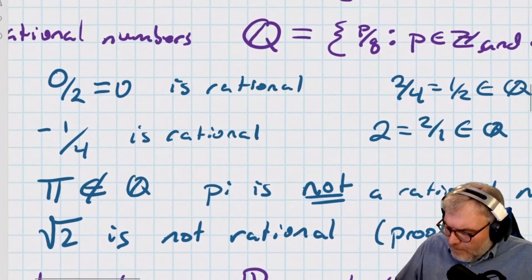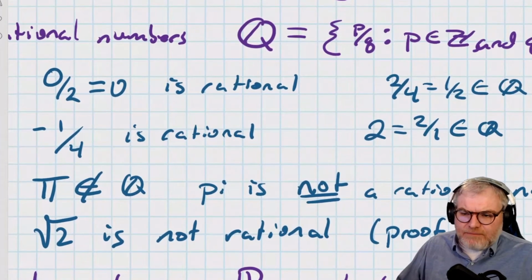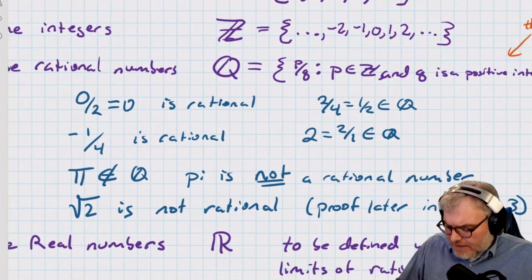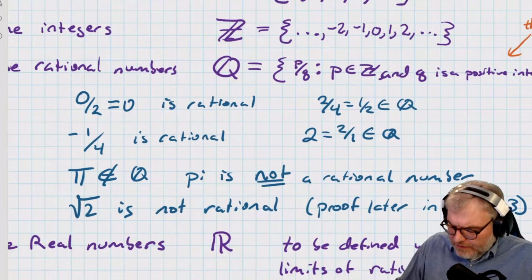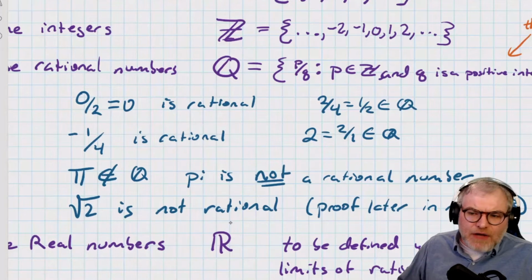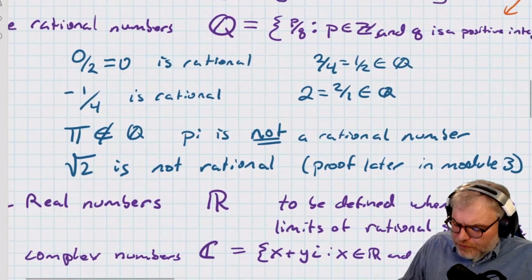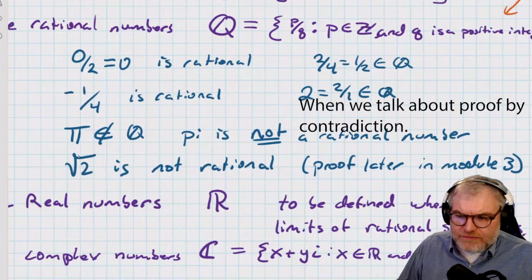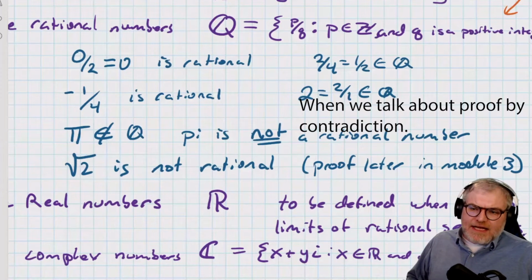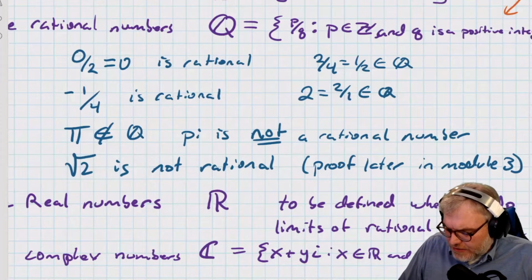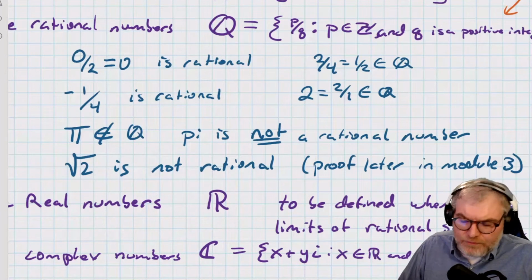Pi is not a rational number. We won't prove this, but pi is not a rational number. The square root of 2 is actually not rational, and we're going to prove this in this class. During Module 3, we're going to prove that this number is not rational. There's no way to represent it as p over q with p an integer and q a positive integer. It's kind of a cool proof.